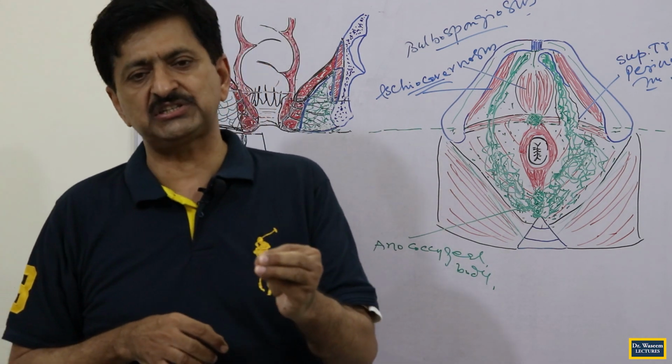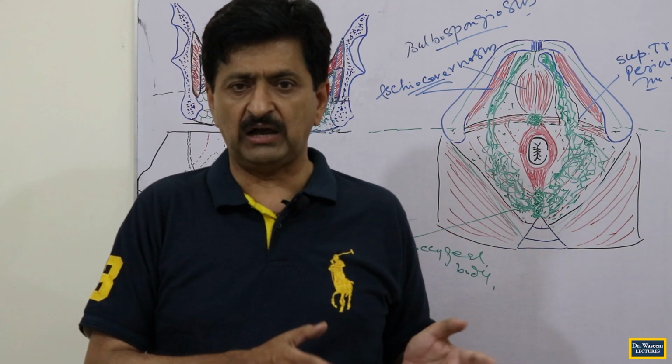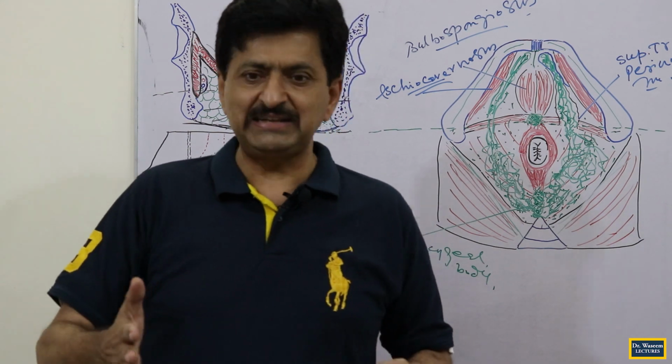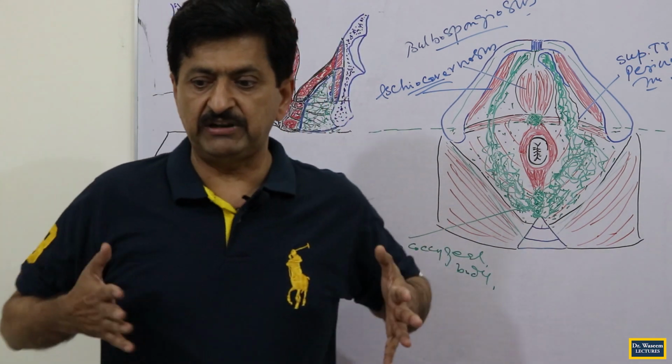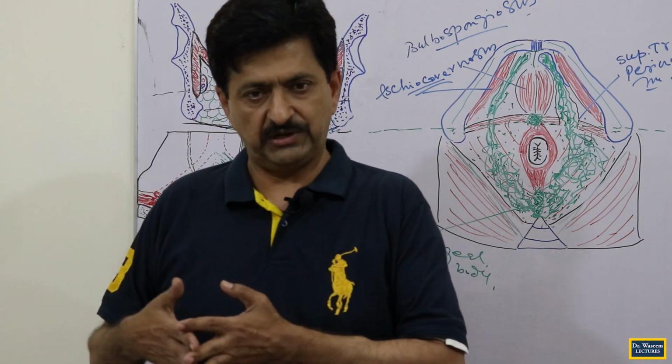So, these four structures are leaving the gluteal region, not staying there for too long, and will enter into the lesser sciatic foramen. When they enter, they will come now into the ischial spine region, the ischiorectal fossa.